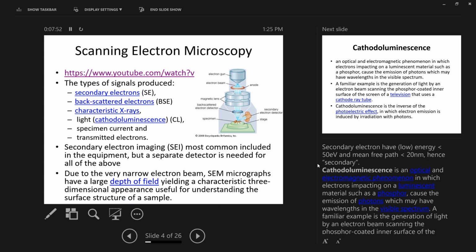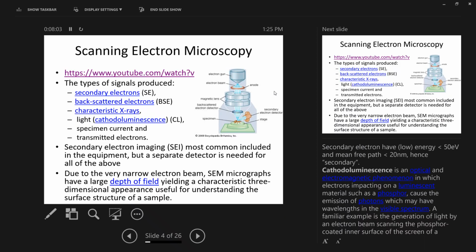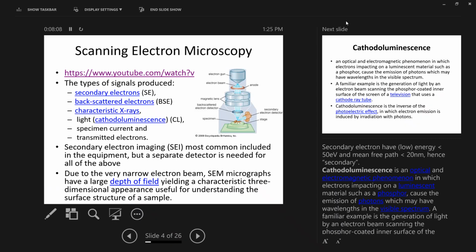You can have different types of signals by electrons bouncing off the surface. So it could be light or it could be electrons. Right? So this was cross-polarized light images, and thin sections are often imaged this way. In electron microscopy, we are shooting electron beams, and they're scattered off the surface. And then you can basically detect different types of scatter off that surface, and that produces different types of images.